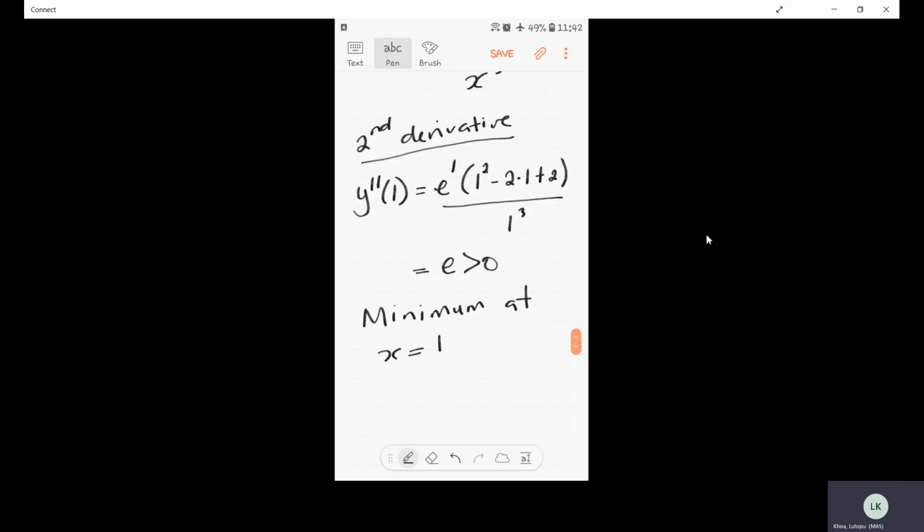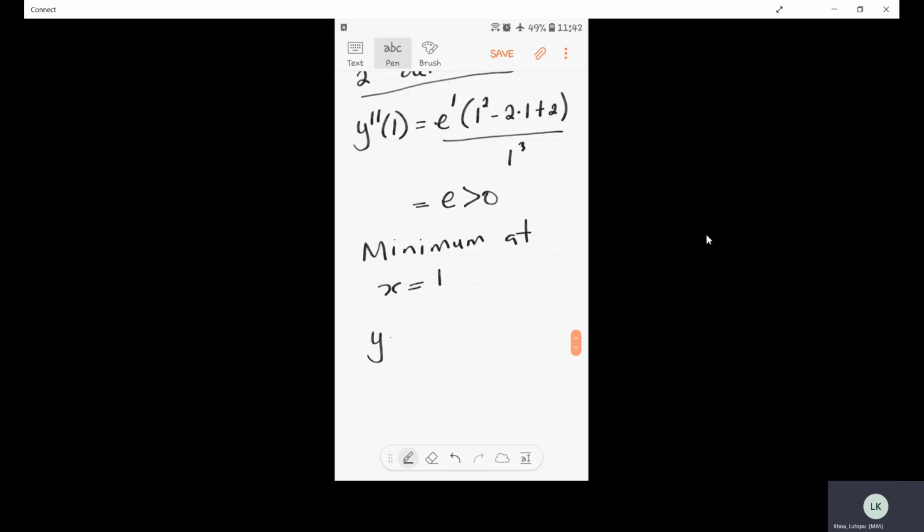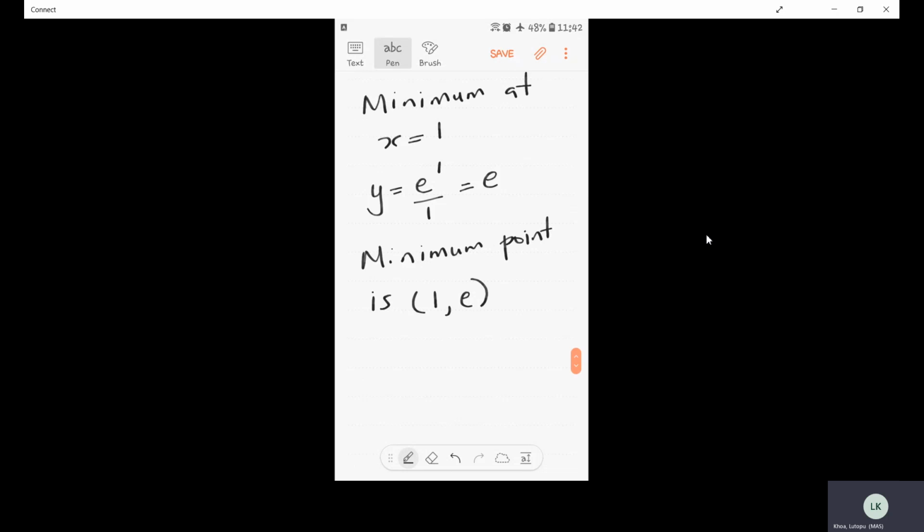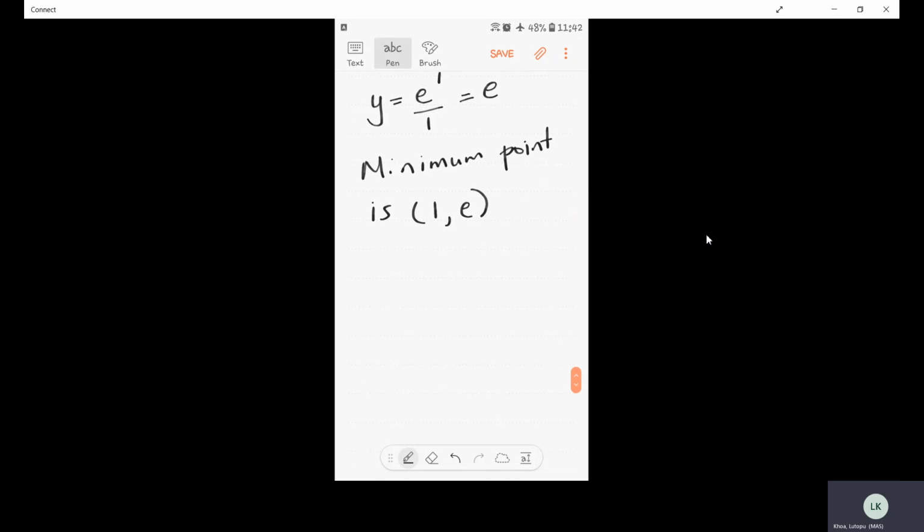And then we can work out the y coordinate. So y is equal to e to the power of 1 over 1. This is just e. So the minimum point is 1, comma e. And that's how we would do that one. Now there are some other applications of differentiation. So curve sketching is one of them. Another is maximization and minimization.